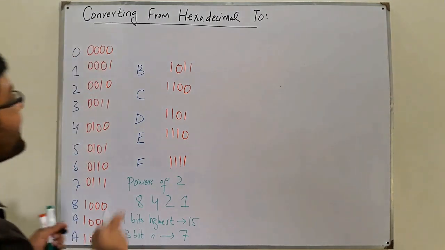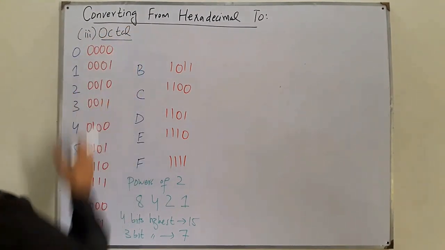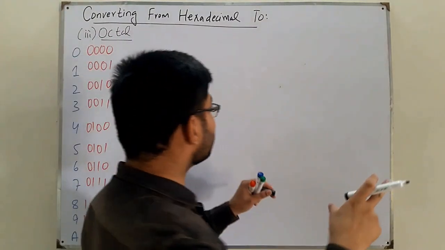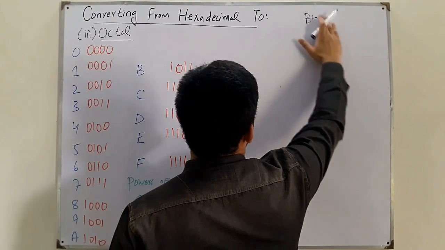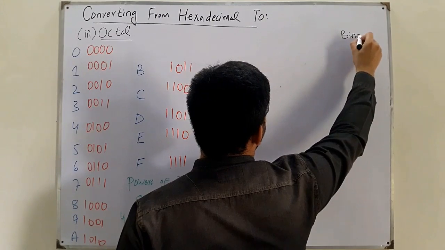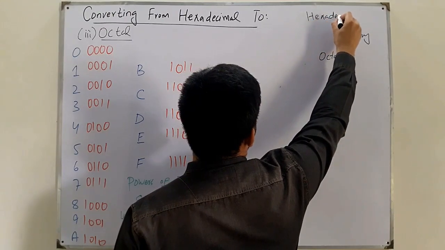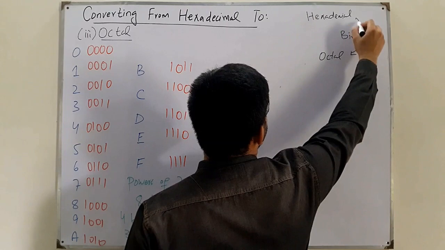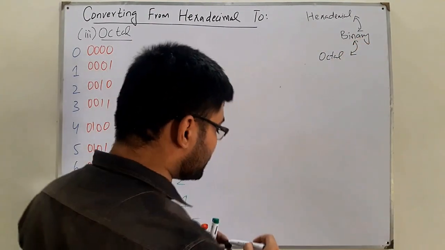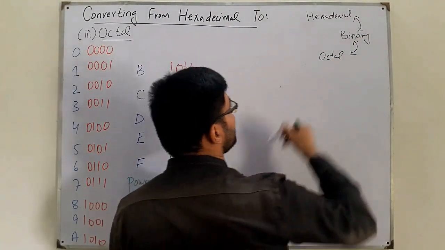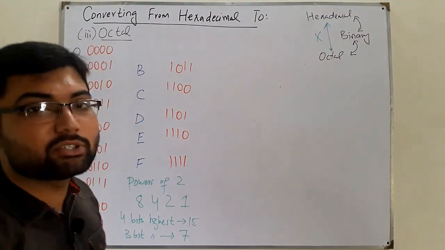Okay, the next conversion that we have is from hexadecimal to octal. Alright? I didn't remove this because we'll be needing it. And I've told you in the last lecture, so I'll be repeating it again, that we can convert from binary to octal, and we can convert from binary to hexadecimal. Similarly, we can convert from hexadecimal to binary and from octal to binary. But converting from hexadecimal to octal directly is not possible, and from octal to hexadecimal is also not possible.